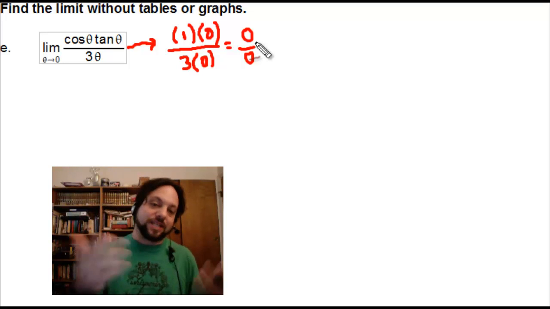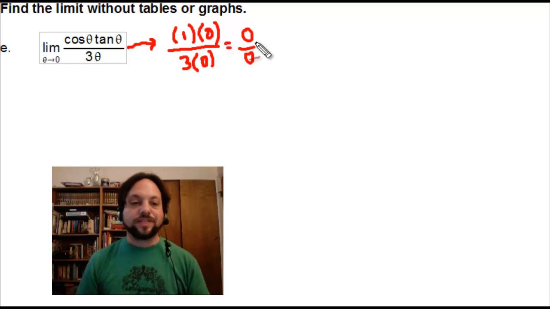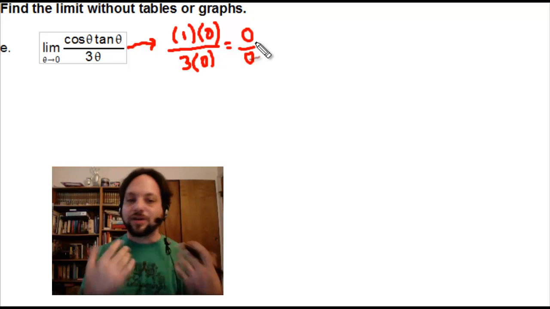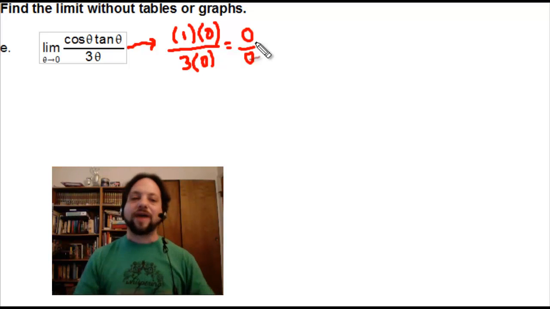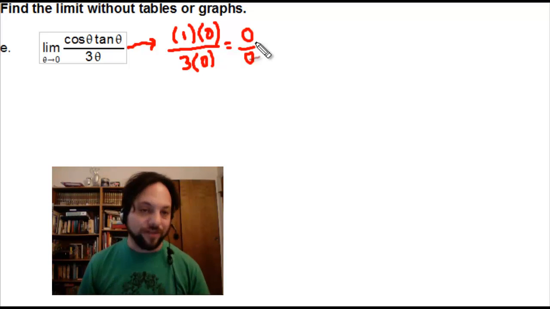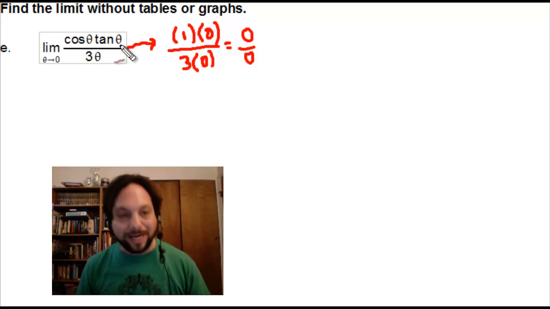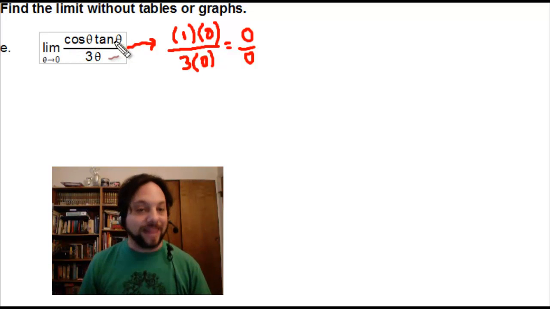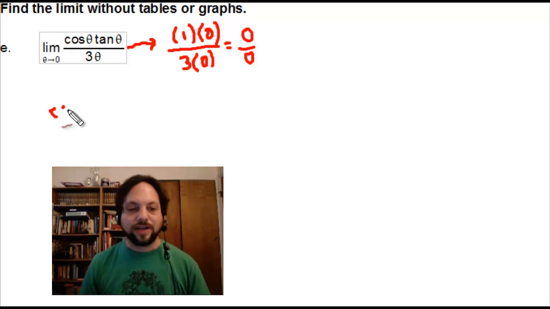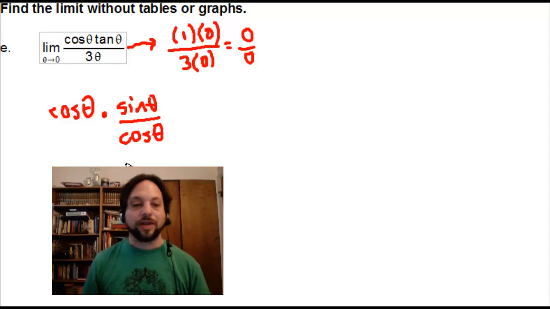In the past, previously, in this particular lesson, we've said that that's a sign that we need to factor, cancel things out, there's a hole in the graph, things like that. So go ahead, try factoring this. I bet you won't be able to. However, cosine theta multiplied by tangent theta, that's going to equal something really nice. In fact, let me go ahead and write that out here. Cosine theta multiplied by tangent theta. Oh yeah, that's right. Tangent theta can be written like that.